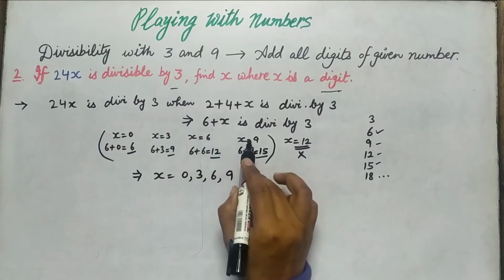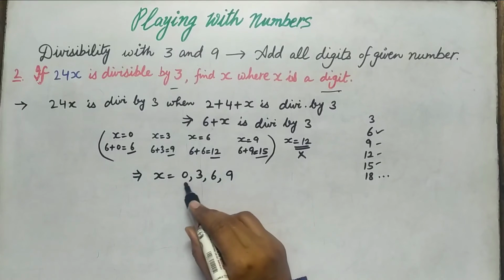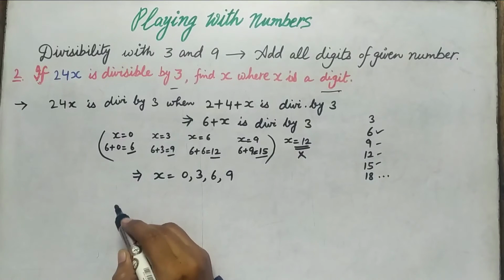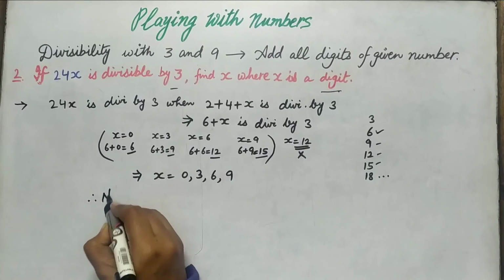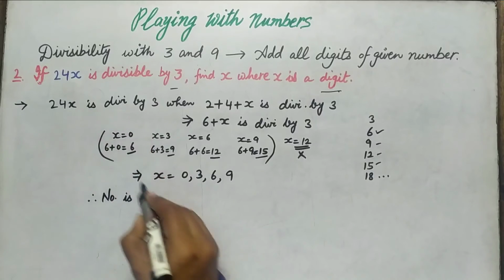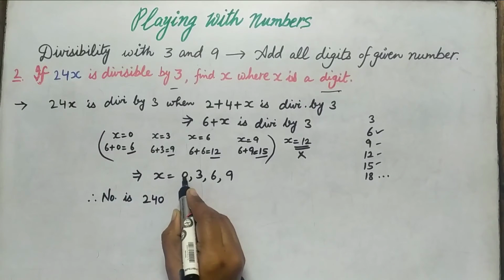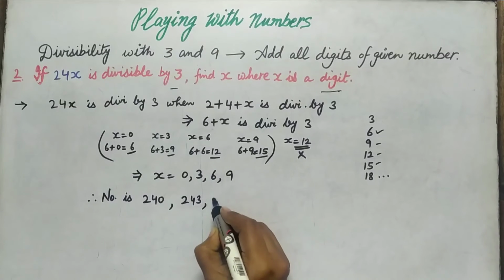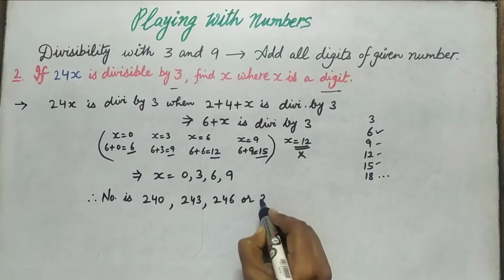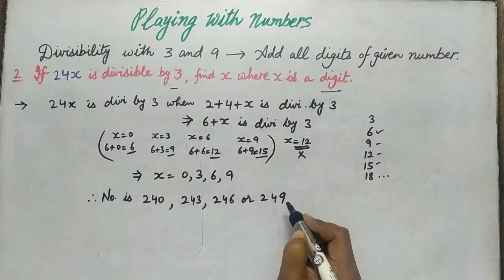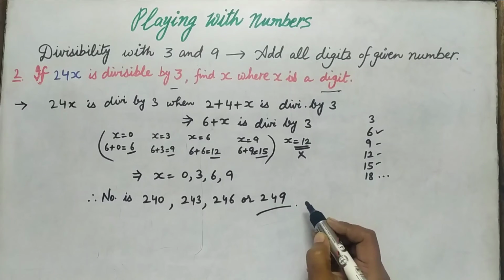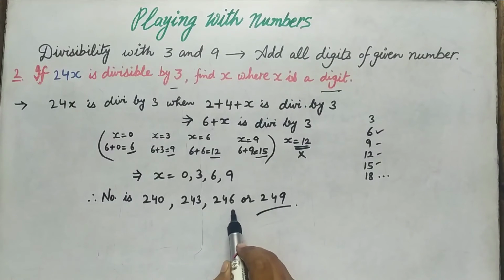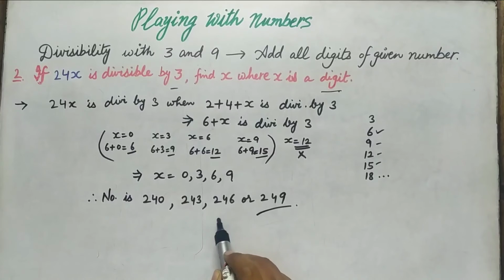All these 4 values can be of x. x can have any of these values so that this number is divisible by 3, and the number is either 240 when we put x equal to 0, then 243, 246 or 249. These are the 4 possible values of x which will give a number that becomes a multiple of 3.